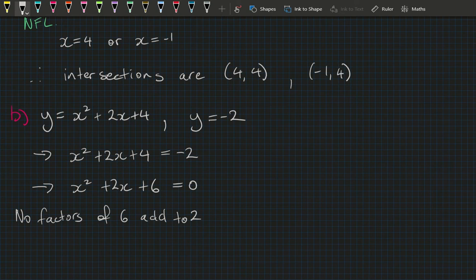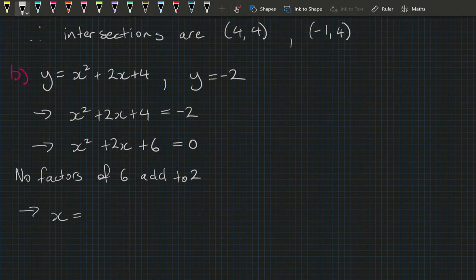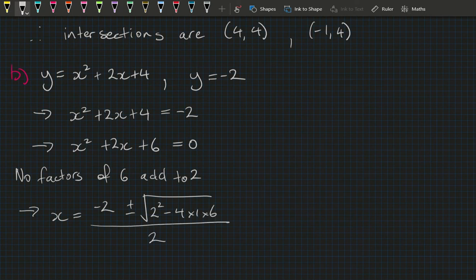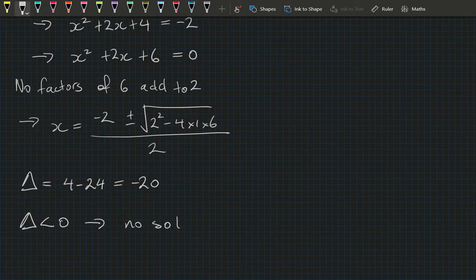So the solutions to this quadratic will be where x is equal to minus 2 plus or minus the square root of 2 squared minus 4 times 1 times 6, all over 2. And straight away I can see that the discriminant is equal to 4 minus 24, so that's minus 20. And because the discriminant's less than 0, there's no solutions.